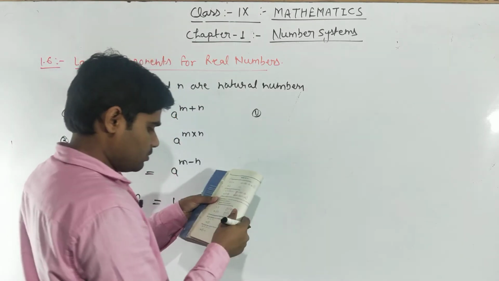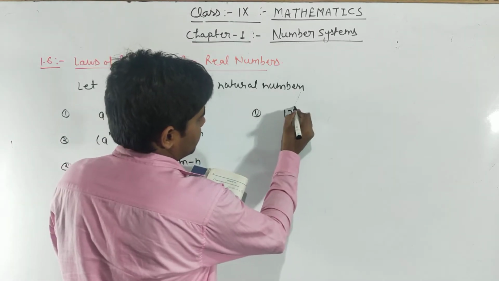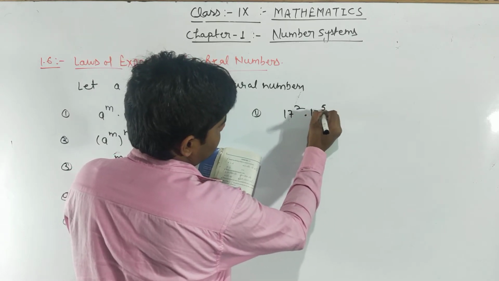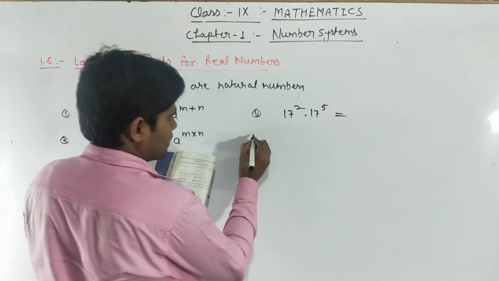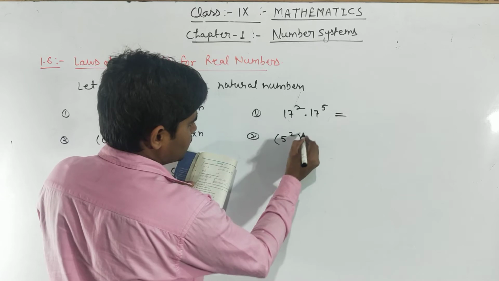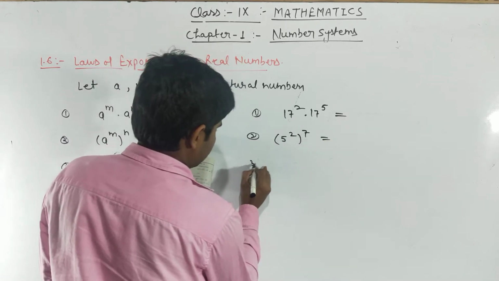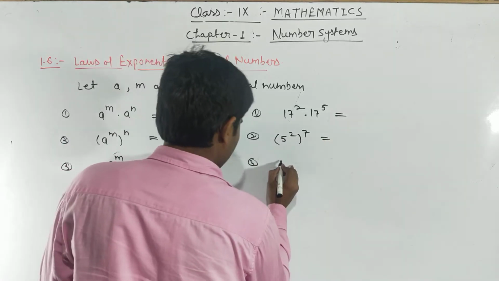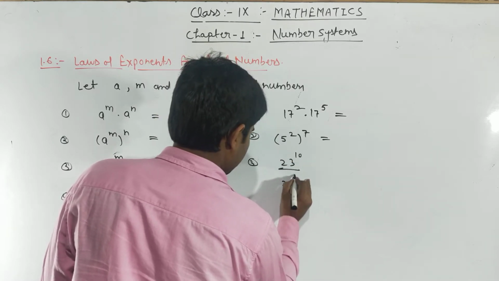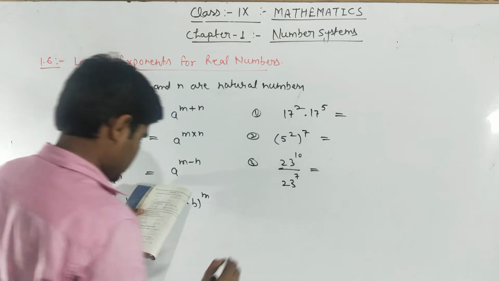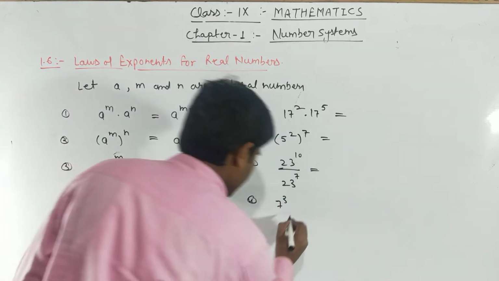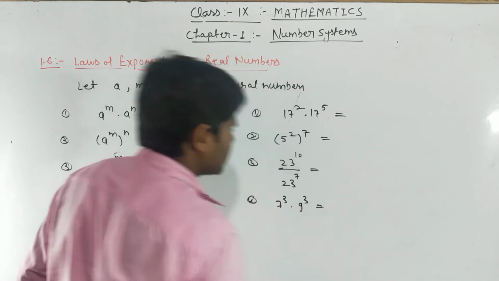Now solve some basic questions. First one, try to solve these: 17 raised to the power 2 into 17 raised to the power 5. Second, 5 raised to the power 2, raised to the power 7. Third, 23 raised to the power 10 upon 23 raised to the power 7. Now fourth one, 7 raised to the power 3 into 9 raised to the power 3.